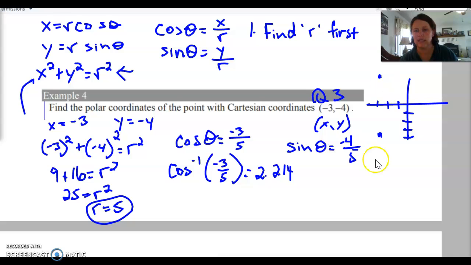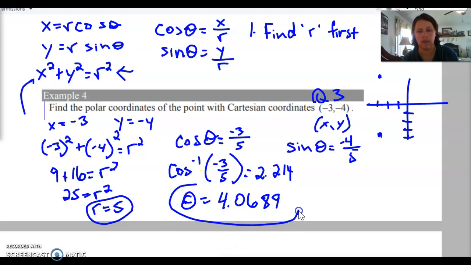So to get that second solution down here, I need to do 2 pi, since we're working with cosine, 2 pi minus the 2.214. And then that gives me theta equal to 4.0689. Now I'm going to check my work. So let's look at the sine of that angle that I just have in there. So sine of 4.0689, and that gives me -0.8. So that's right on exactly what I want for an answer.